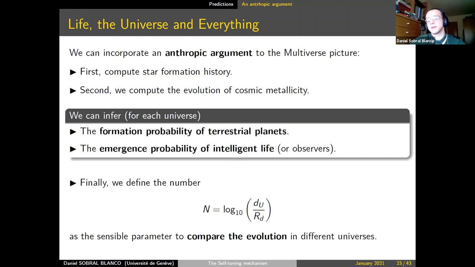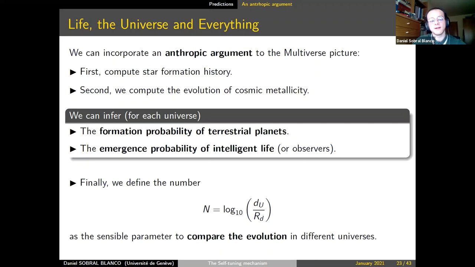We can do this by using some results that have been done before by other astrophysical analysis. And the important point from this is that from the star formation history and the evolution of cosmic metallicity, we can first infer the formation probability of terrestrial planets, and by assuming our own experience on Earth, we can also infer the emergence probability for intelligent life.